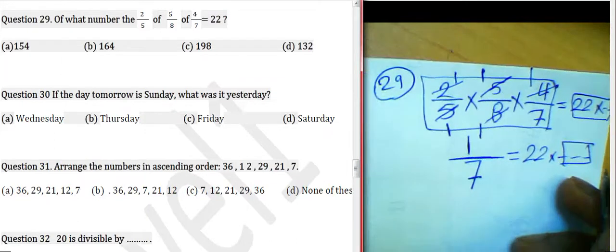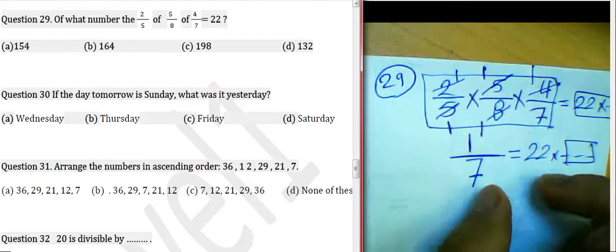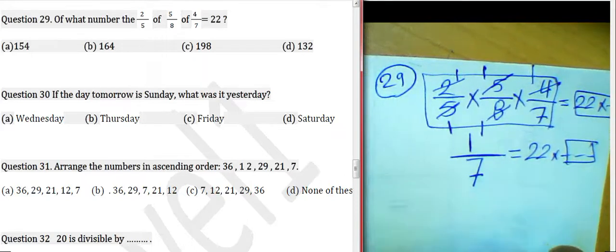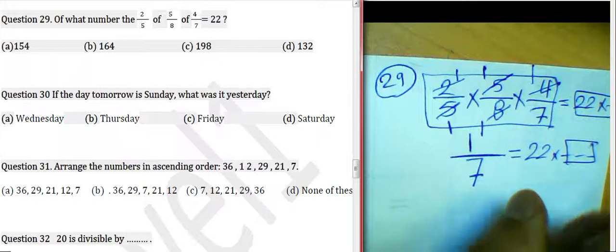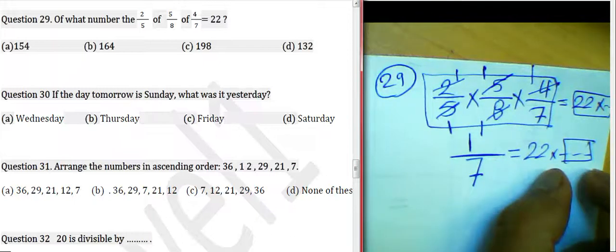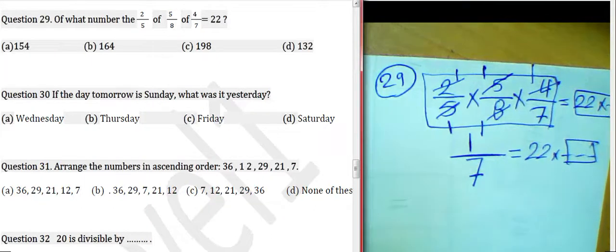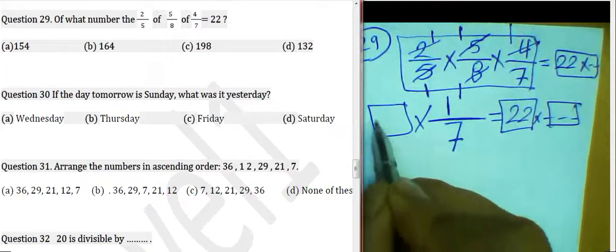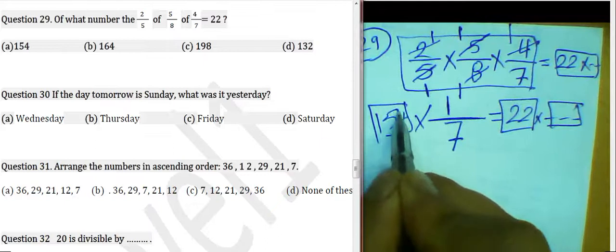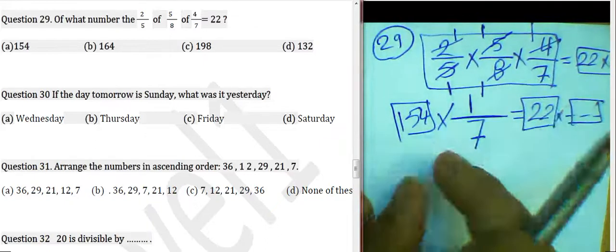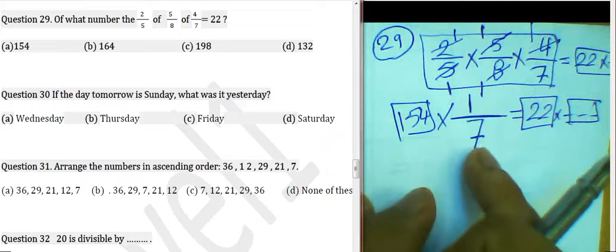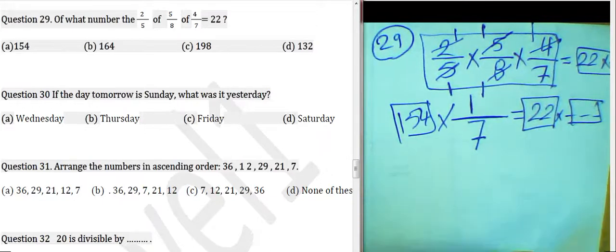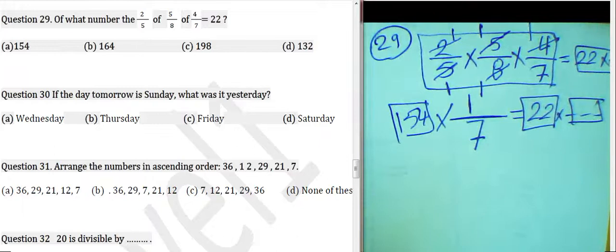We want to find this number. So we multiply 22 and 7. 22 and a number. This number will be multiplied by what to equal 22? We must write 154. This number will be 154 multiplied by 1 over 7 equals 22. So we must choose letter A. Question 30.